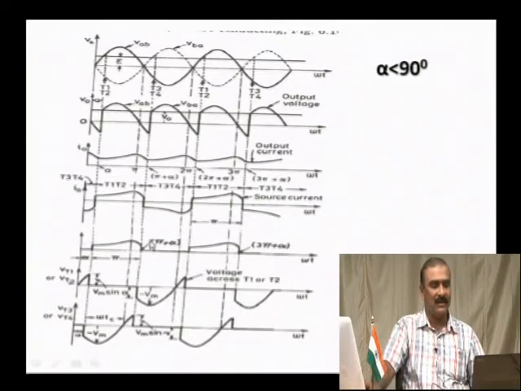So don't get unnecessarily confused due to these waveforms. You can omit this one as well as this one. And this is the voltage minus Vm, you can see here, commutation period. So this is the voltage across the thyristors.